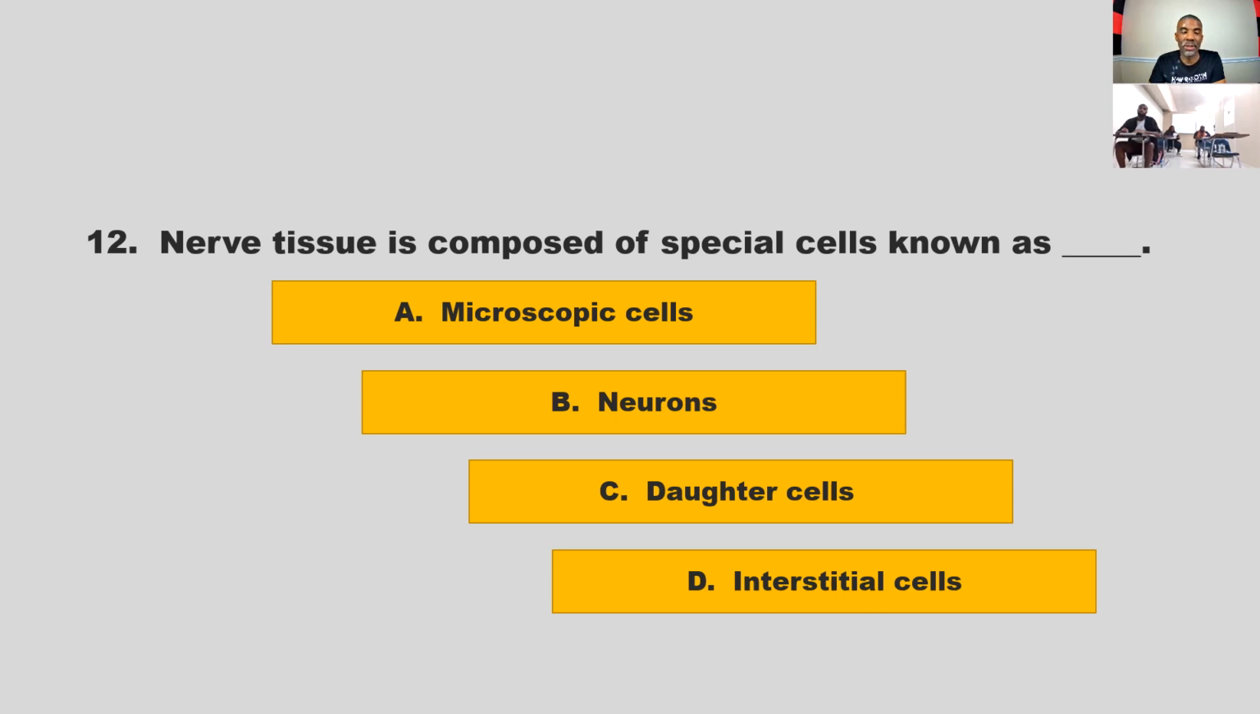What do you think, Mr. Wesley? Nerve tissue is composed of special cells known as, that's what I was going to say, neurons. B. That is correct. It is neurons.